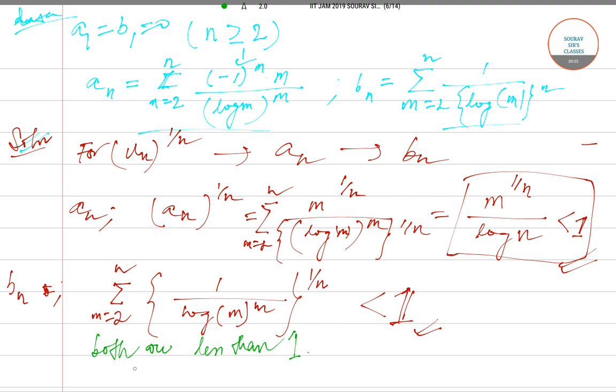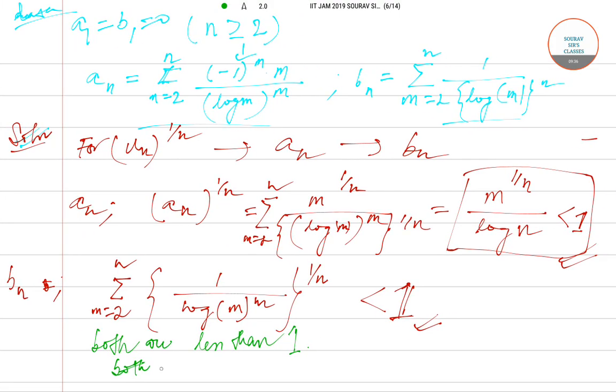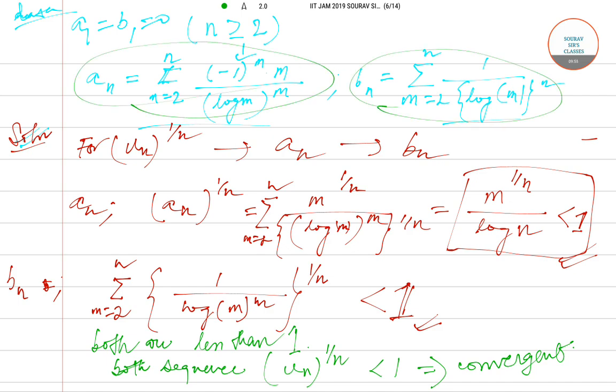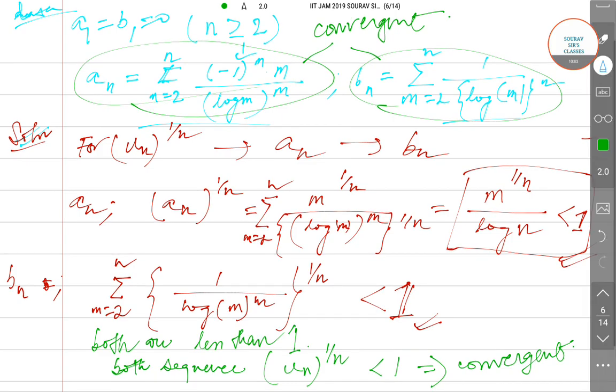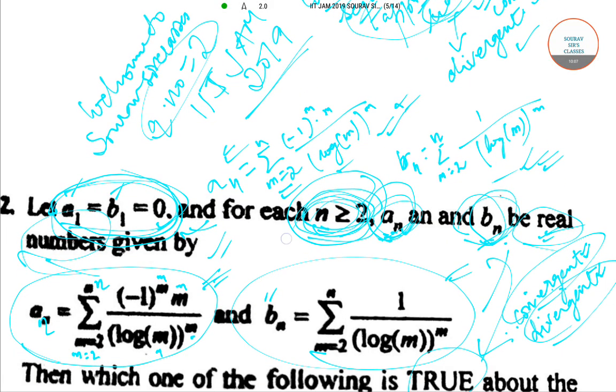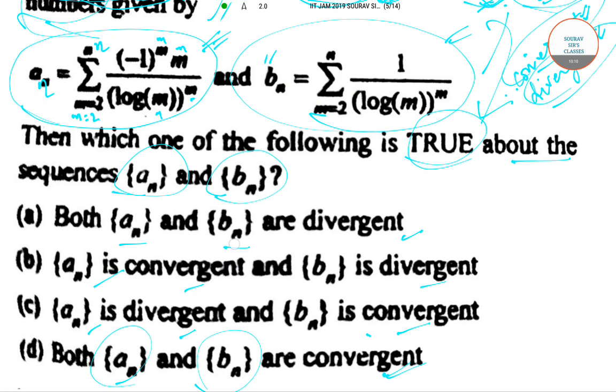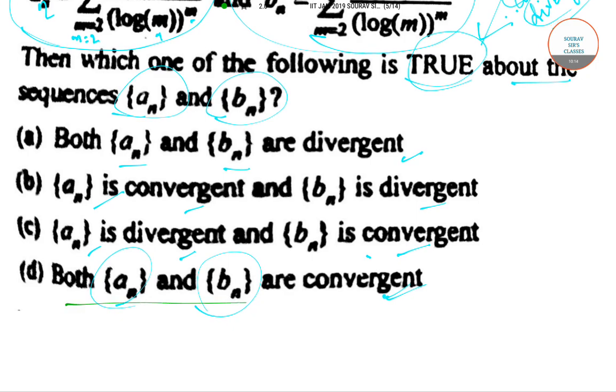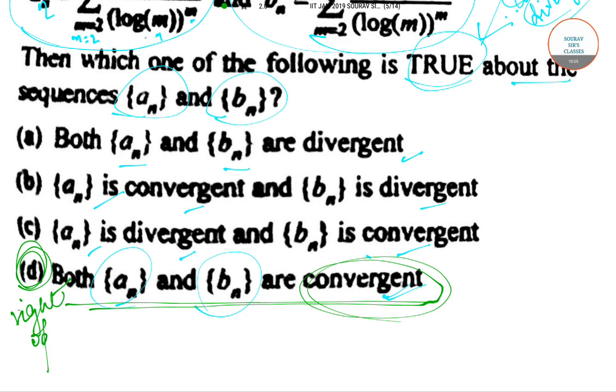So since both are less than 1, what is the case? We know that when any sequence u of n whole to the power 1 by n is less than 1, it implies that this is a convergent sequence. It means that this sequence and this sequence both are convergent. If you remember, in our question we had an option where both the sequences are convergent. So let's see where we have that option. You can see that in the last option it's given that both the sequences a of n and b of n are convergent. So option D is the right option of this question.